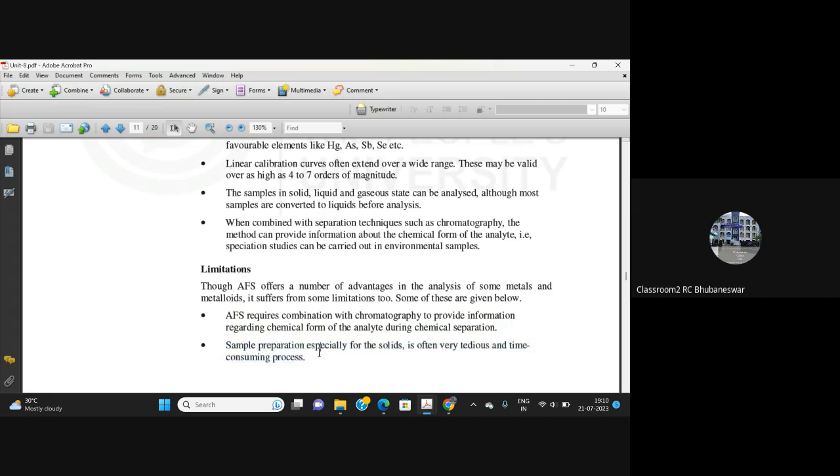The sample preparation, specifically for solids, is often a very tedious and time-consuming process. As I was telling you, sample preparation for these atomic spectroscopic methods is very important and plays a crucial role. You have to prepare the sample, spray it, it passes through the nebulizer. Up to the atomization and excitation, you have a lot of work to do before it gets scanned.